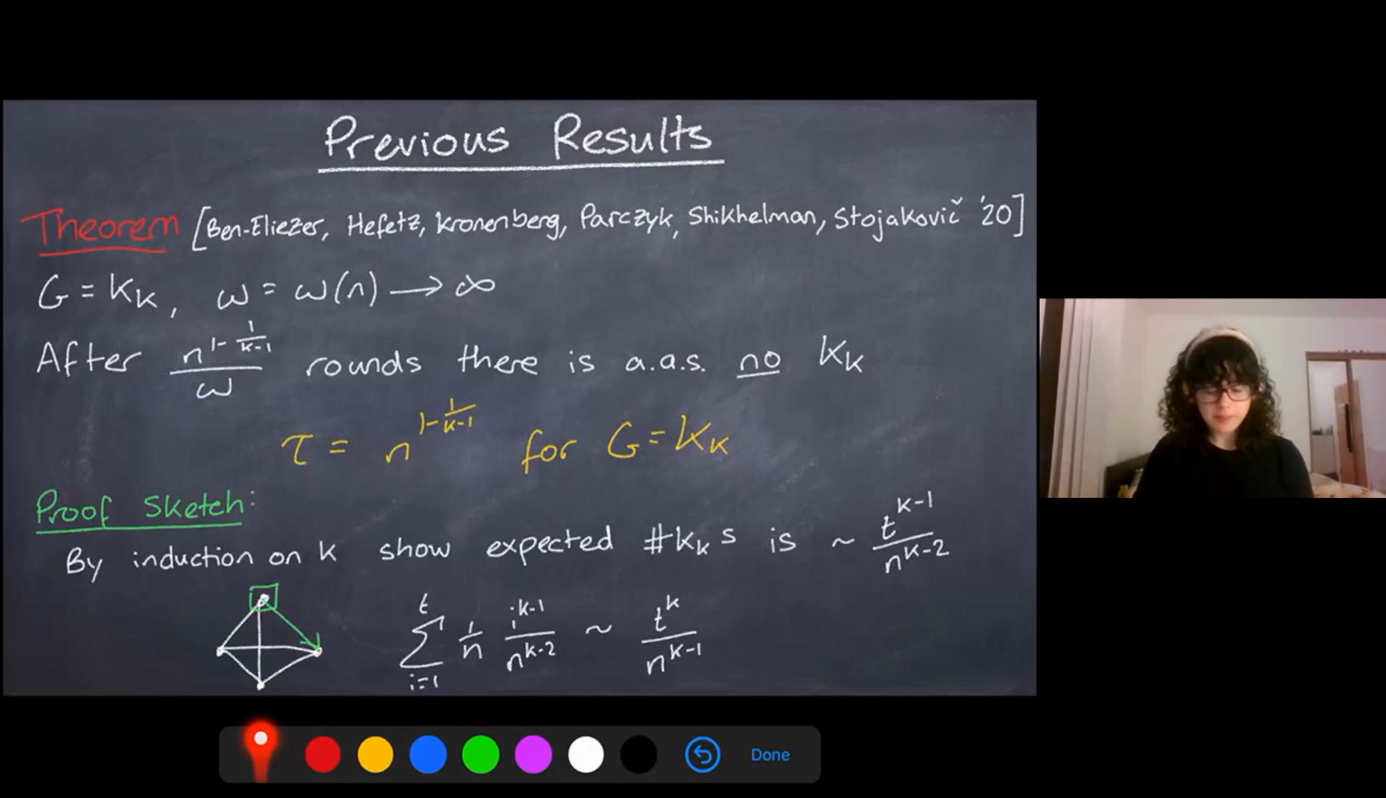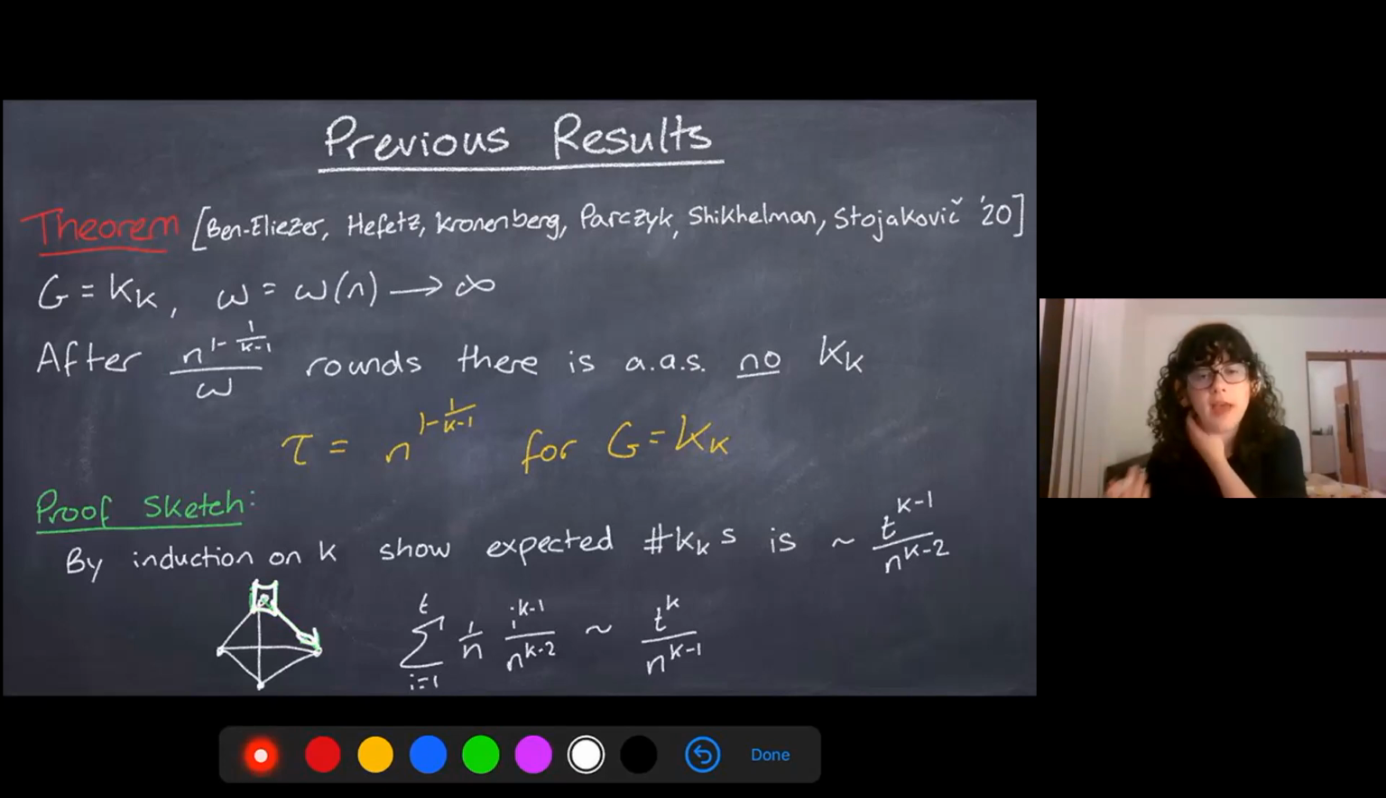So here's how this works. Here's going from triangles to K4. The expected number of triangles is T squared over n. And then to make a K4, the random process needs to pick a vertex of one of those triangles. So it needs to pick this vertex. And then the player can create a K4 potentially.